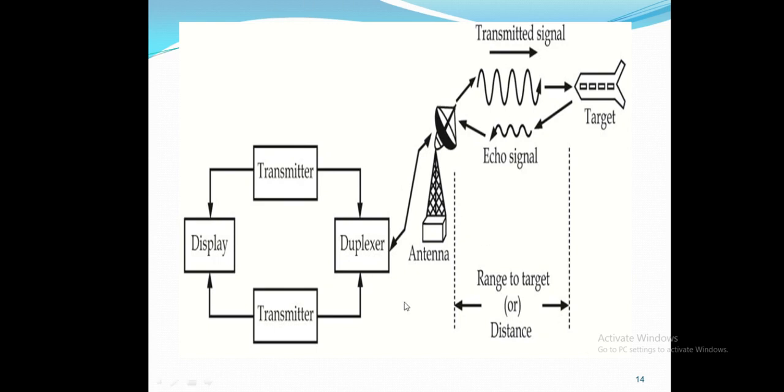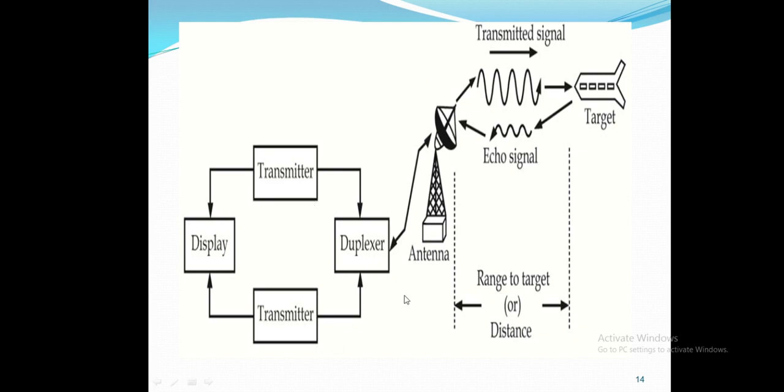These electromagnetic waves go towards the target and are reflected back towards the radar antenna. These reflected signals are called the echo signal. The signal that goes from the antenna towards the target is called the transmitted signal, and the reflected signal that comes back towards the radar antenna is called the echo signal.